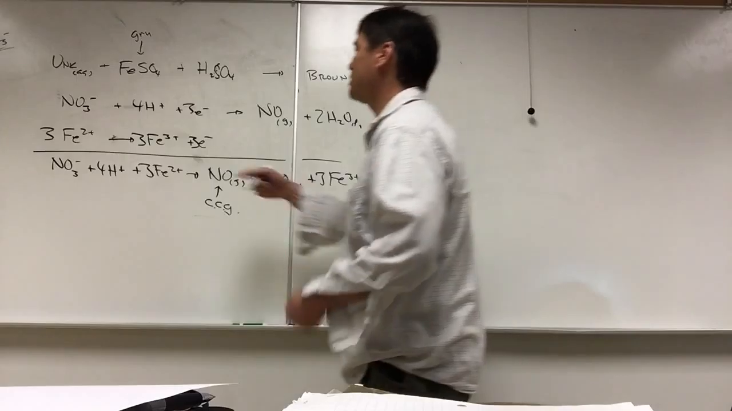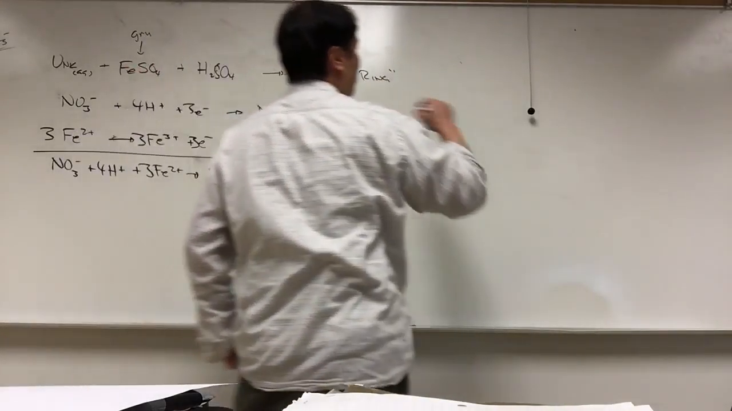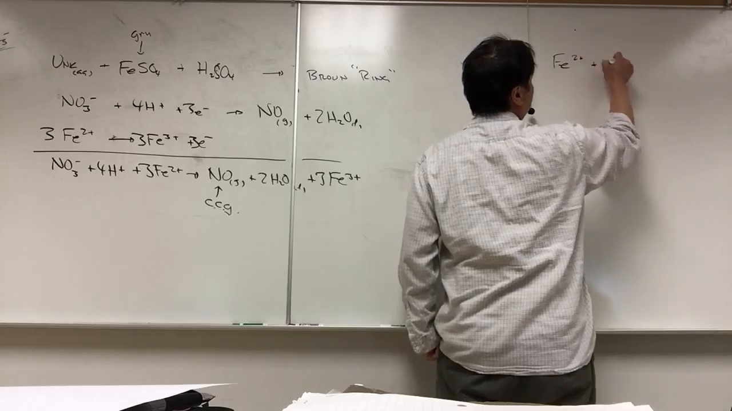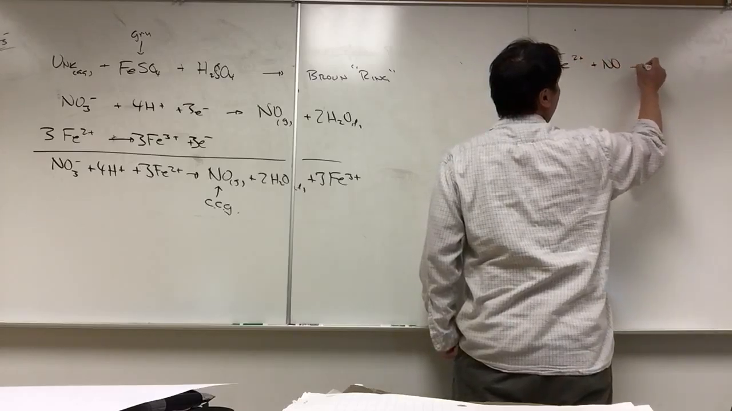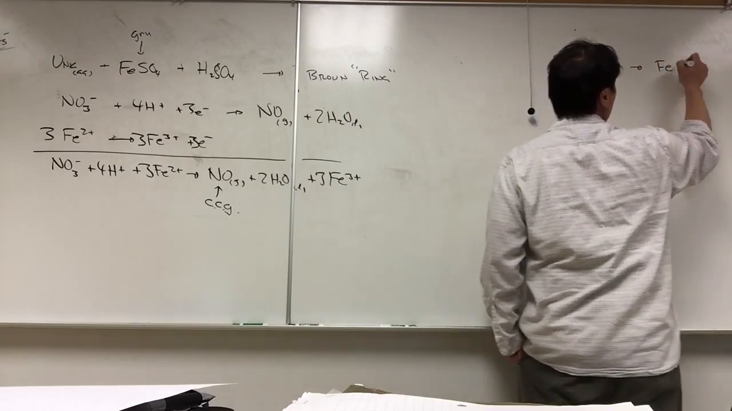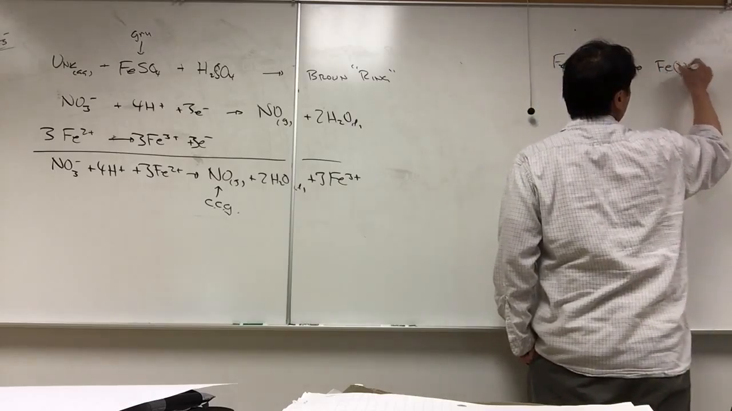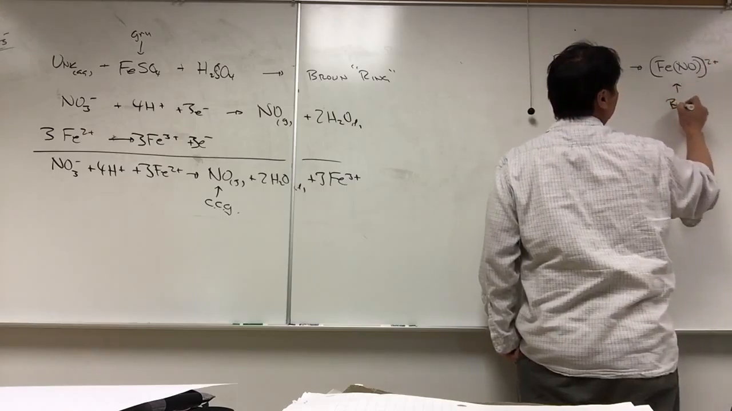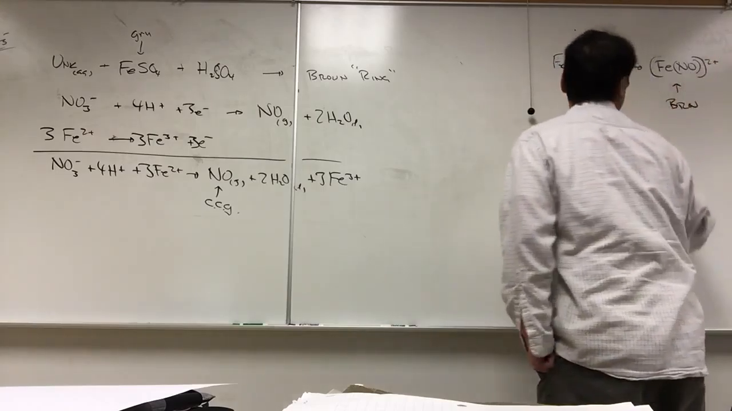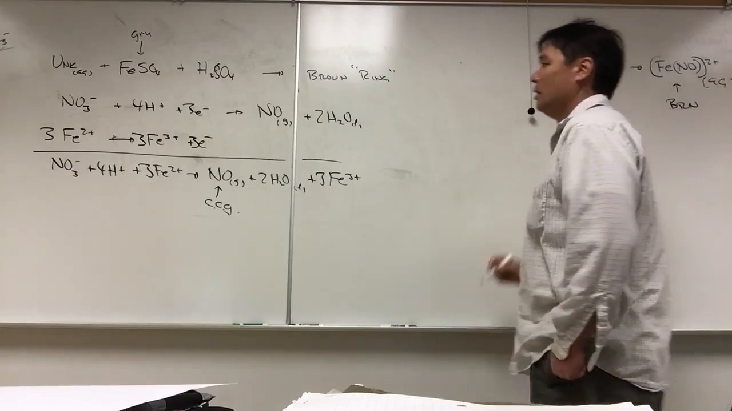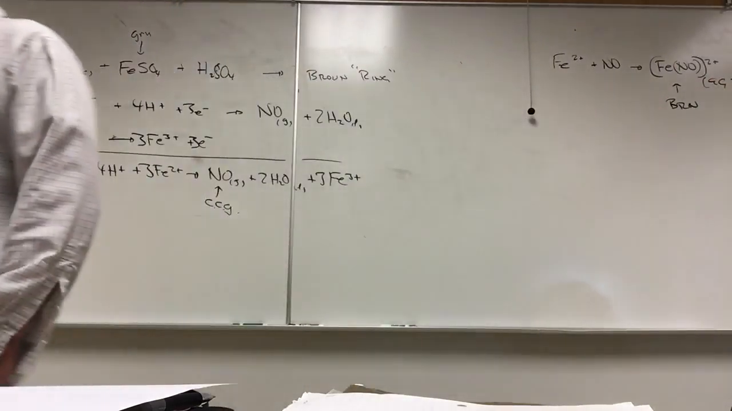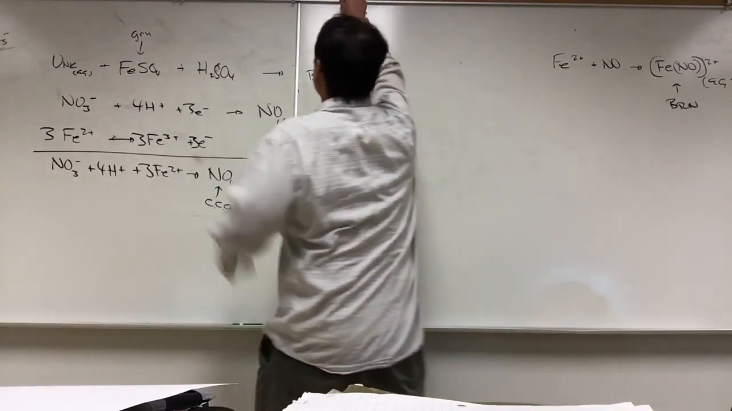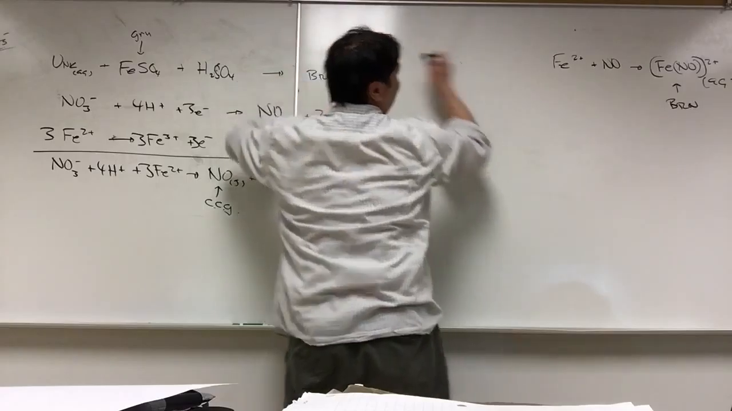And so we need excess iron 2 here, because we need to form this complex. It's going to be iron 2 plus a nitrosyl, and that's going to give us FeNO 2 plus. And this is brown. This is aqueous. And so how do we detect this? The way we detect this is going to be like this.